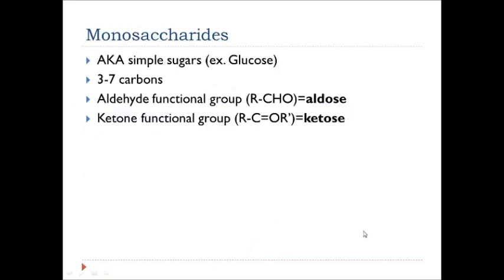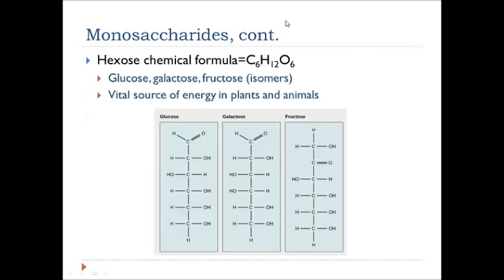So let's talk about monosaccharides, the building blocks of carbohydrates. They're typically known as simple sugars. Some examples are glucose, galactose, and fructose. Typically in length, they are 3 to 7 carbons long. They can either have an aldehyde functional group and become an aldose, or have a ketone functional group and become a ketose. Generally, these monosaccharides are going to be hexoses, so they'll have this C6H12O6 formula. Because they all have the same formula, that makes them isomers.